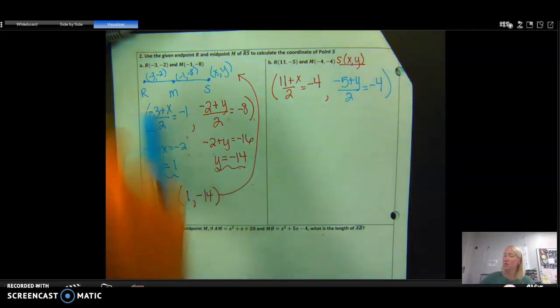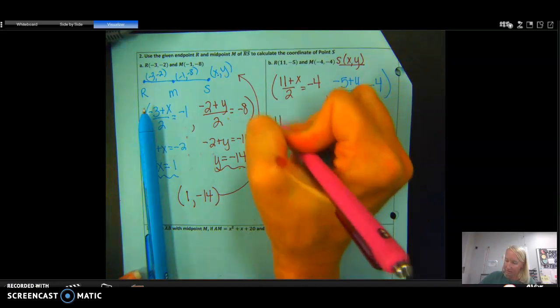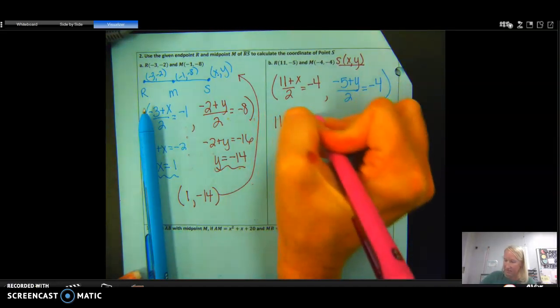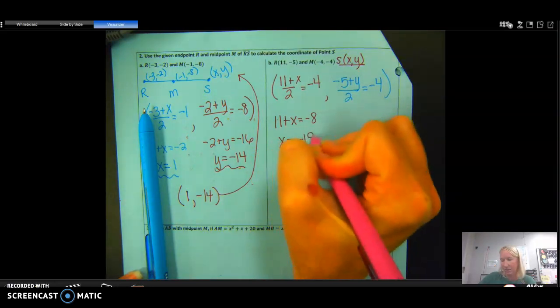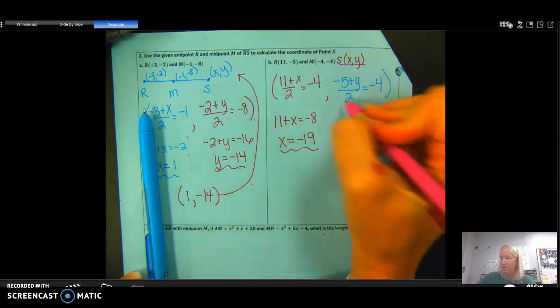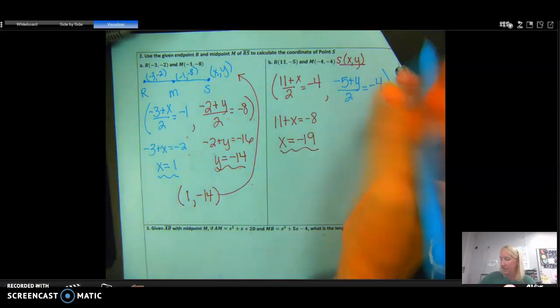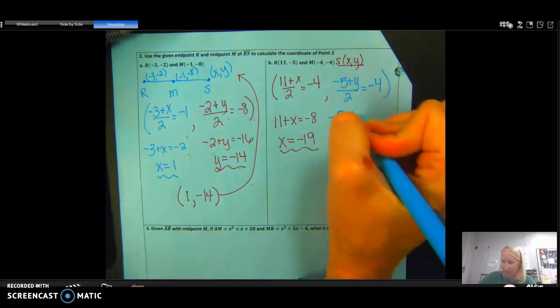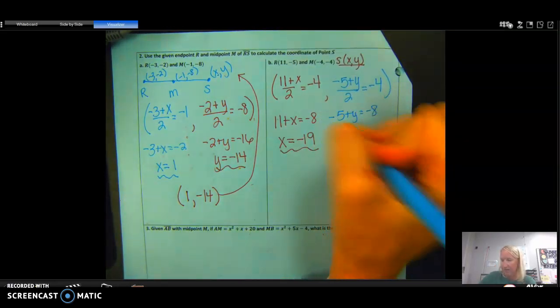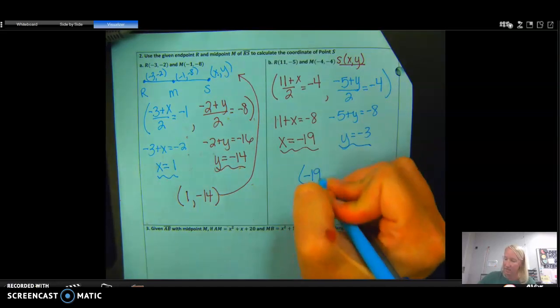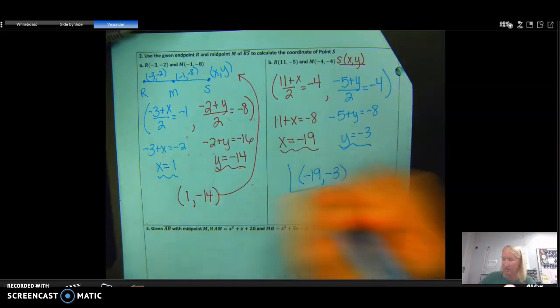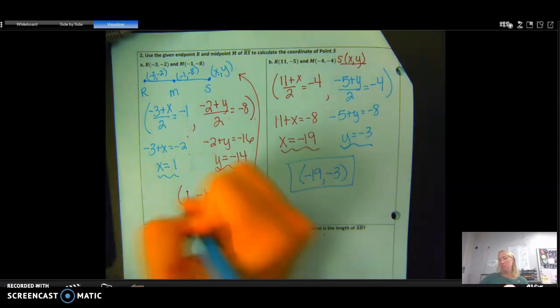Multiply by 2 on both sides, so I get 11 plus x equals negative 8. Subtract 11, I get x equals negative 19. Multiply by 2 on both sides, so I get negative 5 plus y equals negative 8. I'm going to add 5, and y equals negative 3. So this point is at negative 19, negative 3. Put a box there on this.